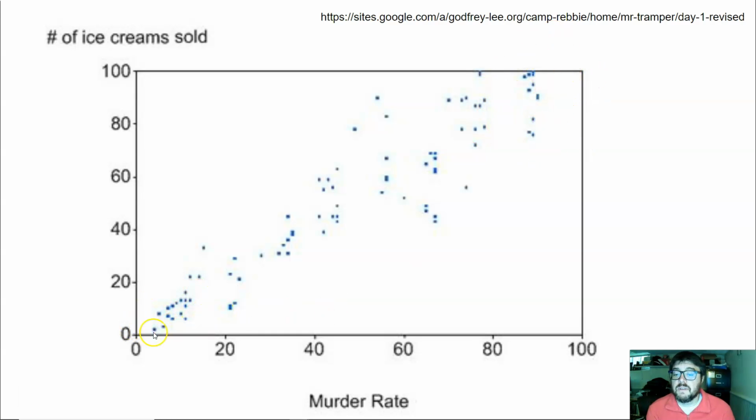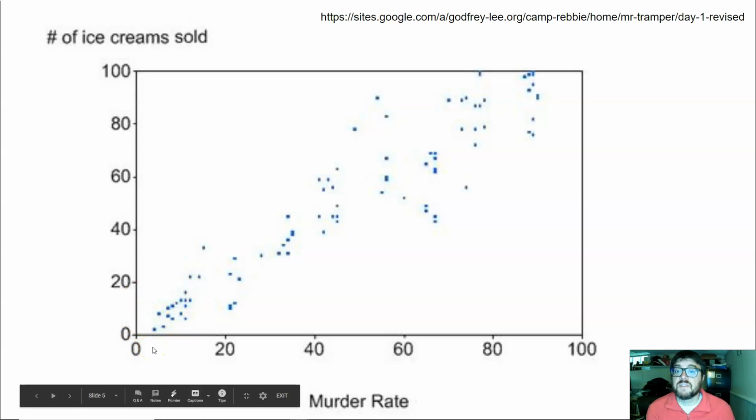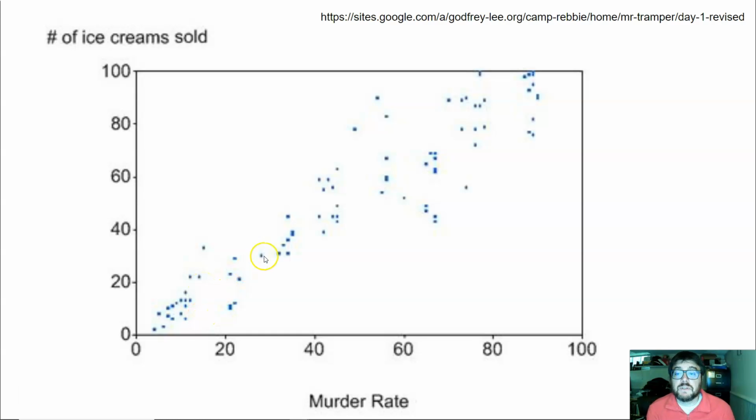And on days when there's very little murder, there's very little ice cream. And so you could think that this means that either eating ice cream drives people to murder, or perhaps that after a murder someone needs an ice cream to calm down. But a little further research would suggest that warm days are days where more people are on the street shooting each other and more people are eating ice cream.